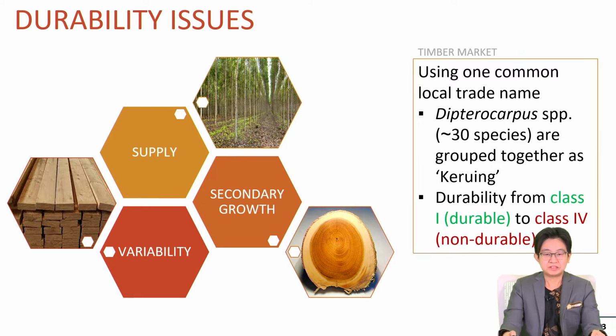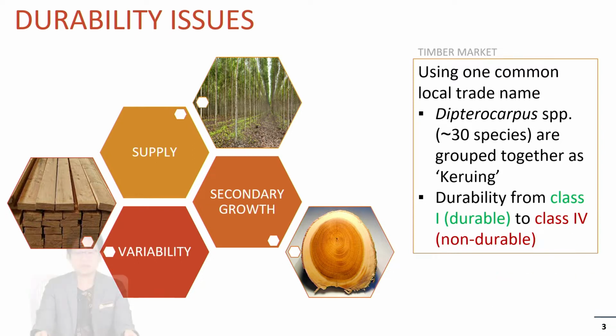In addition, the timber market also uses only one common local trade name. For example, Keruing is the local trade name for all the 30 species of Dipterocarpus. This poses a problem as some of the species in this group have a durability range from class 1 durable to class 4 non-durable.